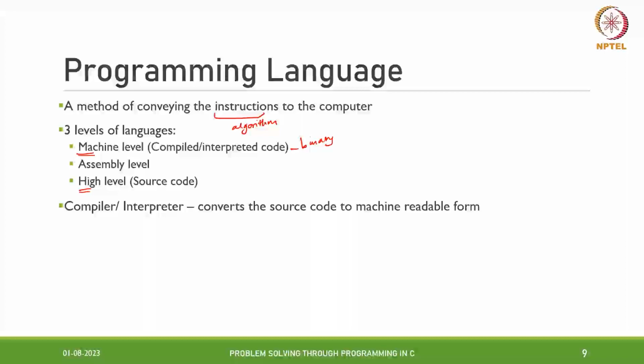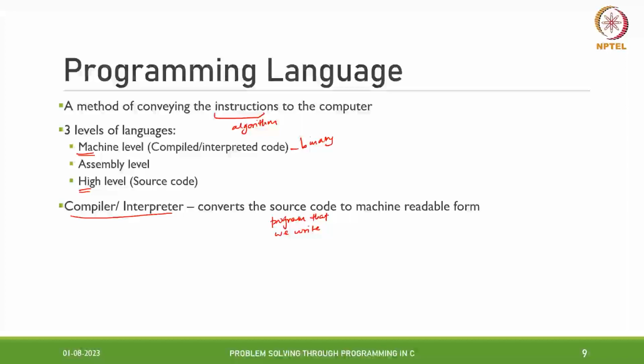Now a high level language is basically the source code, or the language in the form that we will be writing. That is a high level language, and in order for the computer to understand the code, it needs to be converted to the binary format. Okay, and that is done by a compiler or an interpreter. It converts this source code, which is the program that we write, to the machine level form.